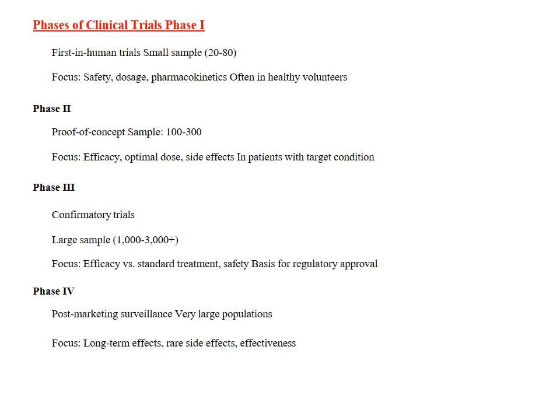First in human trials, small sample. Focus: safety, dosage, pharmacokinetics, often in healthy volunteers. Phase number 2. Proof of concept. Sample will be increased, like 100 to 300. What will be the focus in phase number 2? Like the efficacy, optimal dose, side effects in hospital with target conditions.